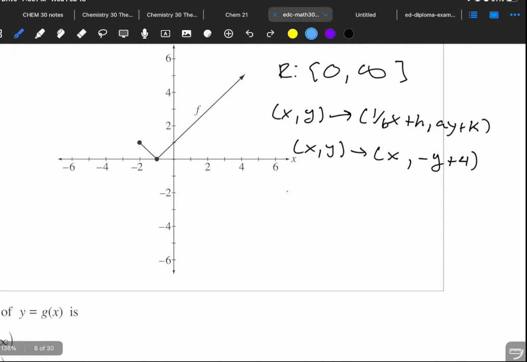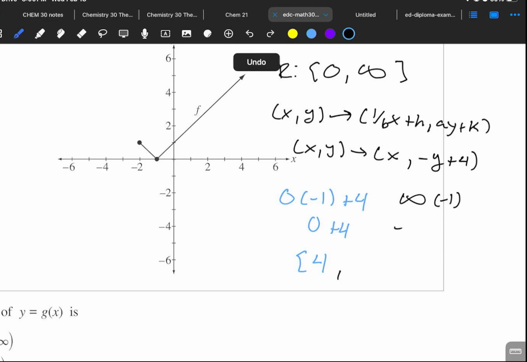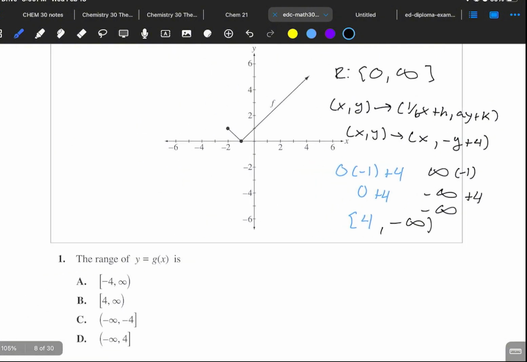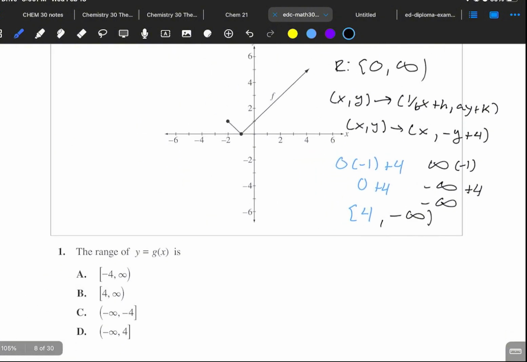So first, we have 0 times -1 plus 4. 0 times -1 is 0 plus 4 is now this. So we have 4 as one of our points of our range. And then now we're going to try infinity. Infinity times -1 is negative infinity. Plus 4 is still just negative infinity. So we have 4 and negative infinity as our answer. And we can't equal infinity, of course. So I don't know why I put can equal bracket here.